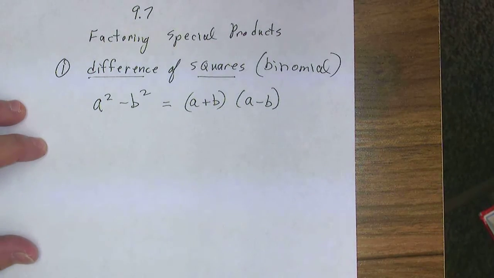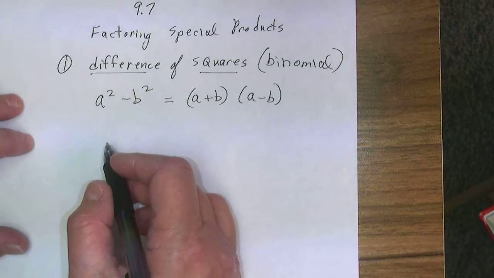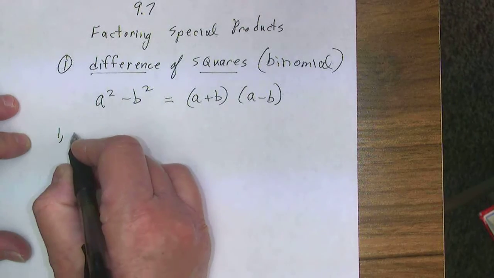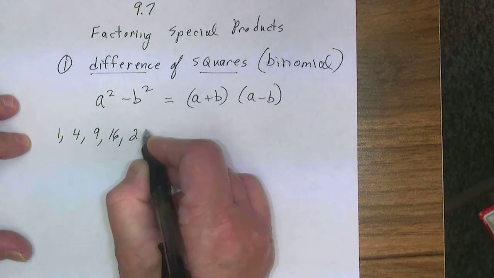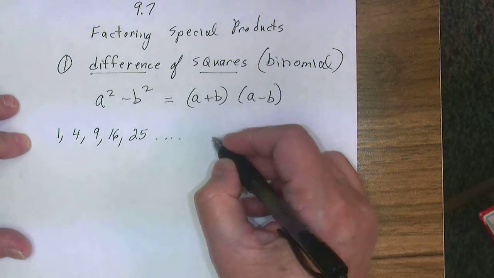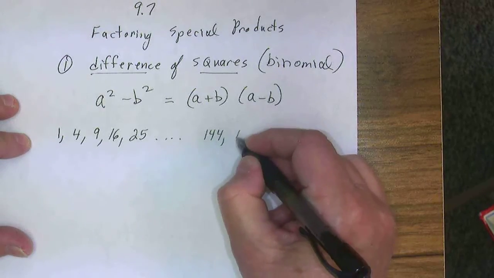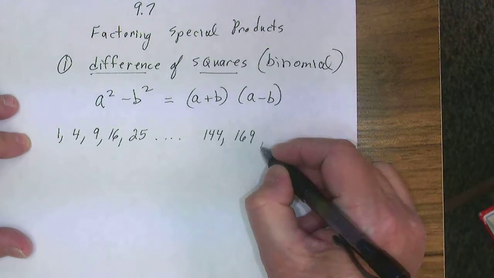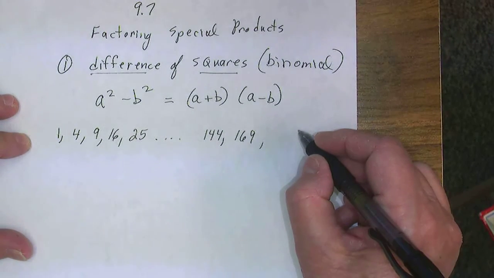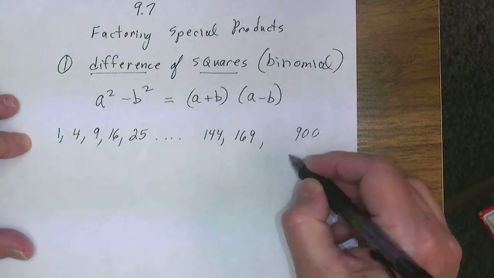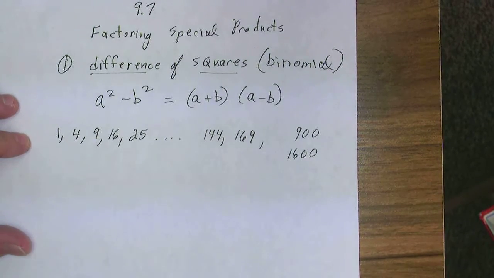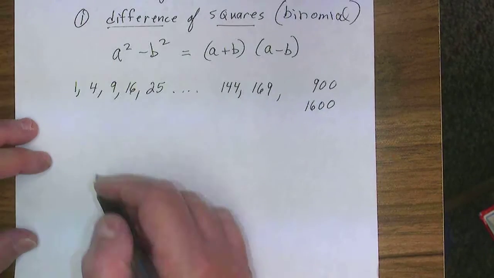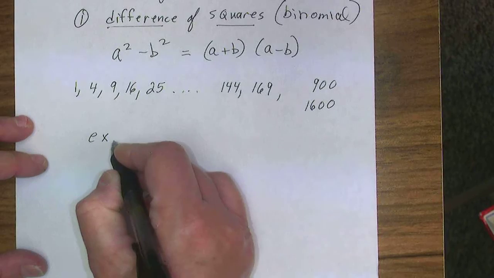You need to make sure that you can recognize your perfect squares. 1 squared, 2 squared, 3 squared, 4 squared, 5 squared, etc. 12 squared, 13 squared. Recognize numbers like 30 would be 900, 40 would be 1600. So you just recognize that those numbers are perfect squares. You can make a list and study them. Let's look at some examples.